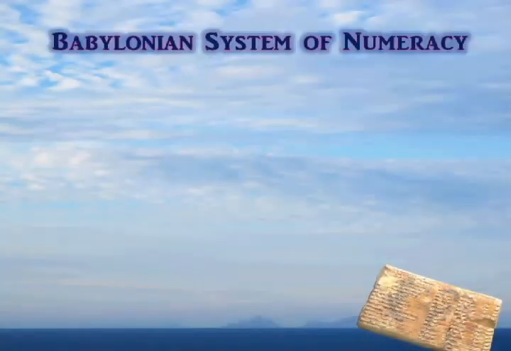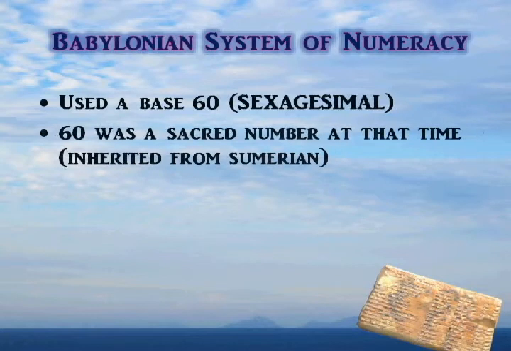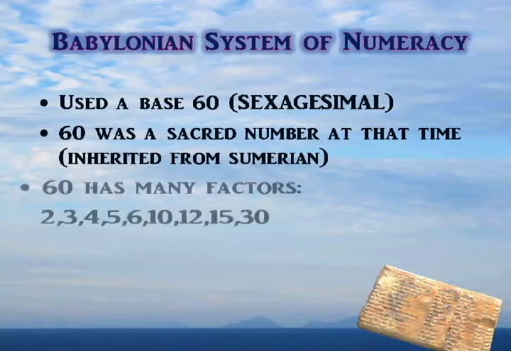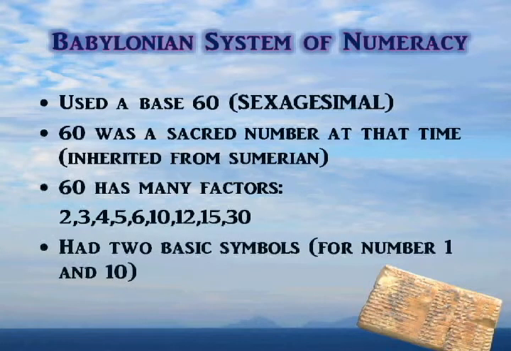Let's go to the Babylonian system of numeracy. The people used 60 as a base number. It is called sexagesimal. 60 was chosen because 60 was a sacred number. It was inherited from the Sumerians. And also, 60 has many more factors than 10. They only had two basic symbols, for numbers 1 and 10.